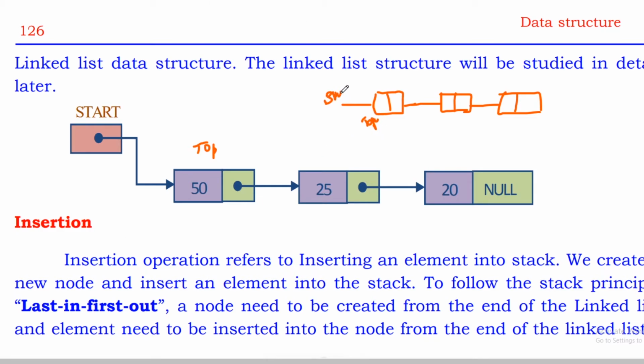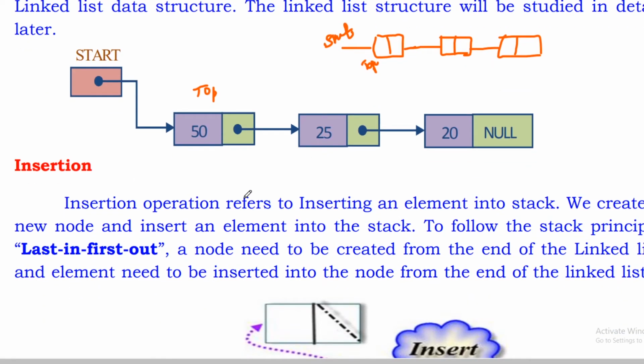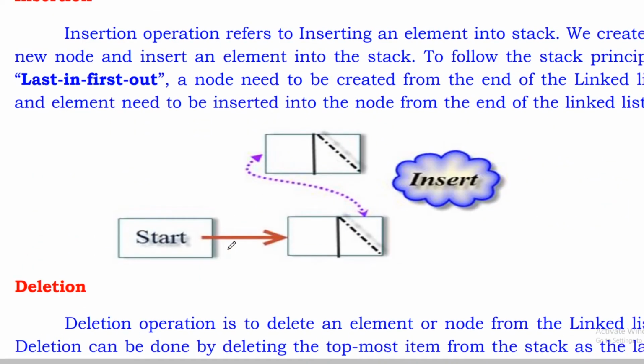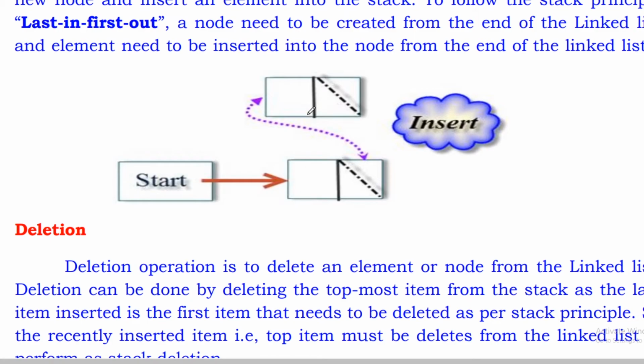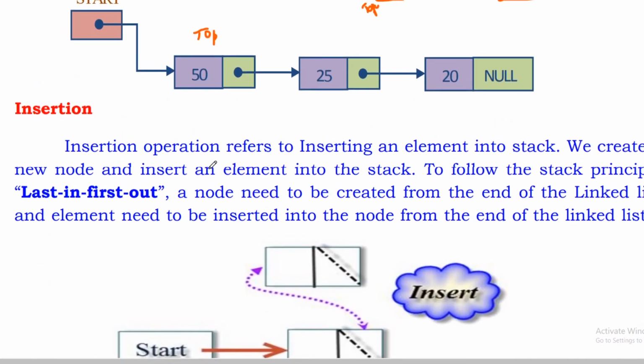This is already there, I just wrote it to understand how it works, starting from inserting each node at the beginning. The insertion operation refers to inserting an element into the stack. We can create a new node and insert an element into the stack. To follow the stack principle, last in first out, a node needs to be created at one end of the linked list. You can see here we have a start, we create a new node and we insert it at the beginning.